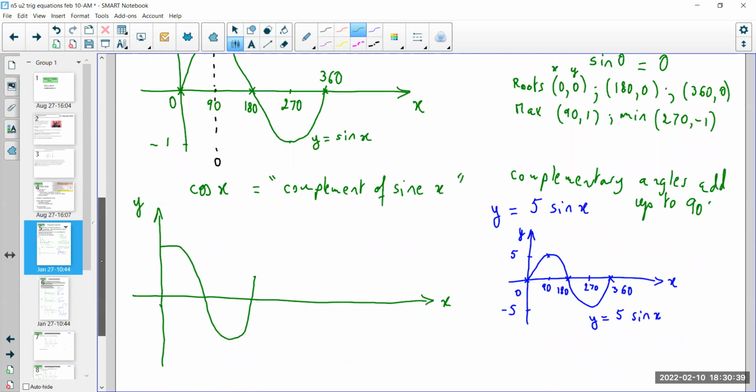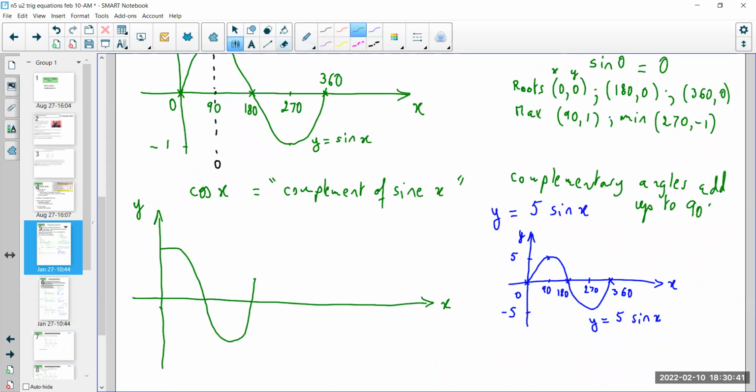I would need to do it a bit better than that. Hold on, I'll start again. This is what happens when you've got a tablet.